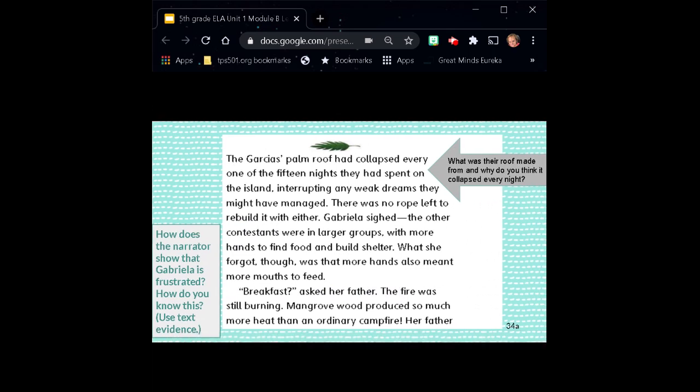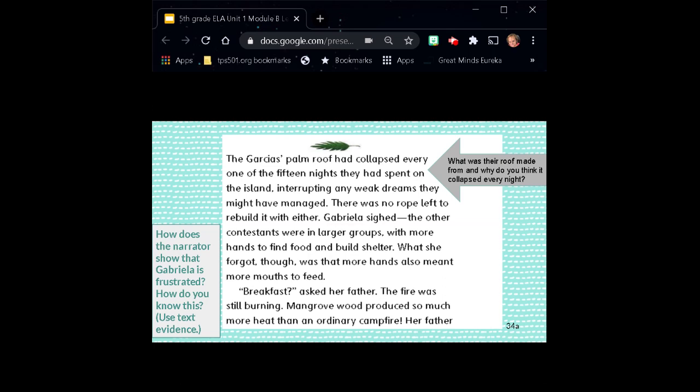The Garcias' palm roof had collapsed every one of the 15 nights they had spent on the island, interrupting any weak dreams they might have managed. There was no rope left to rebuild it with either. Gabriella sighed. The other contestants were in larger groups, with more hands to find food and build shelter. What she forgot, though, was that more hands also meant more mouths to feed. Breakfast? Asked her father. The fire was still burning. Mangrove wood produced so much more heat than an ordinary campfire.